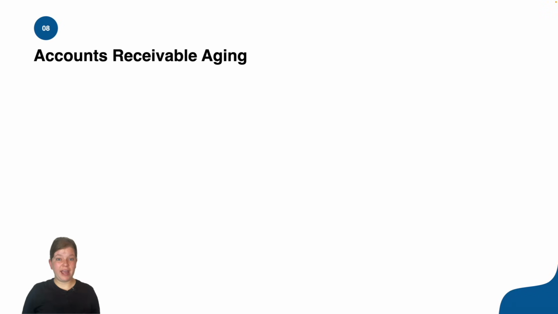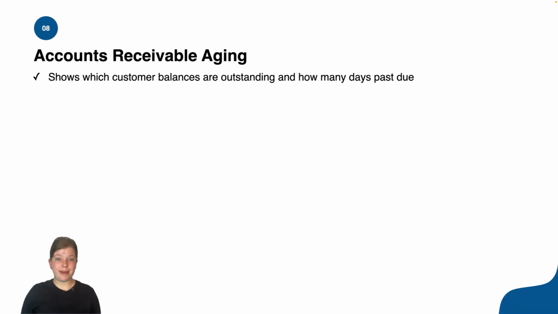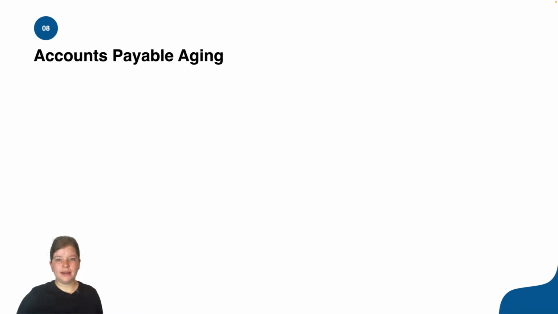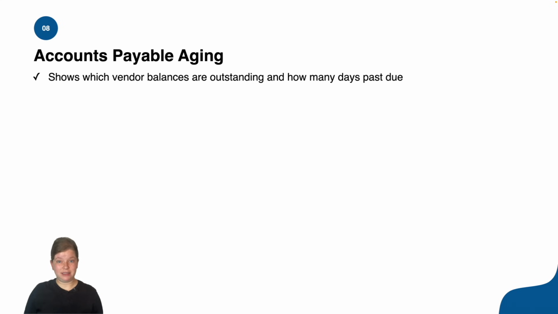Now accounts receivable aging report shows which customers' balances are outstanding and how many days past due they are. So to run this report, we're going to again go to Reports. You're going to find Accounts Receivable Aging Summary, and then you're going to choose the appropriate date. Now the Accounts Payable Aging Report is very similar, but this one shows which vendor balances that your business still owes and how many days past due they are. So again, you're going to go to Reports.